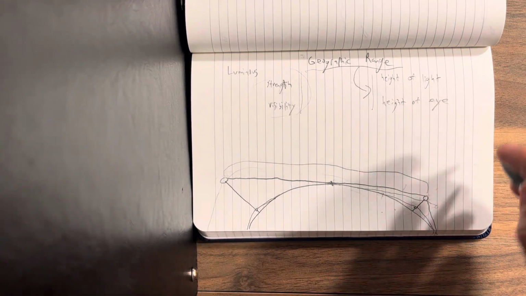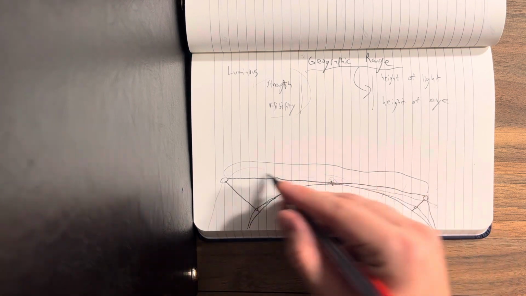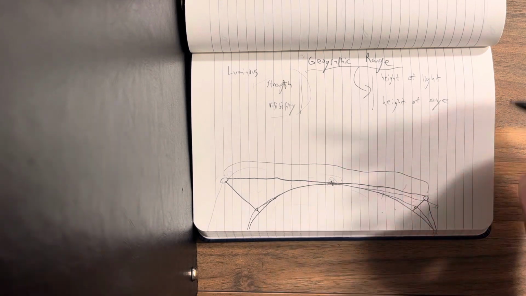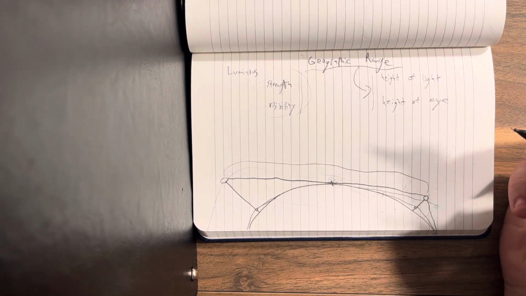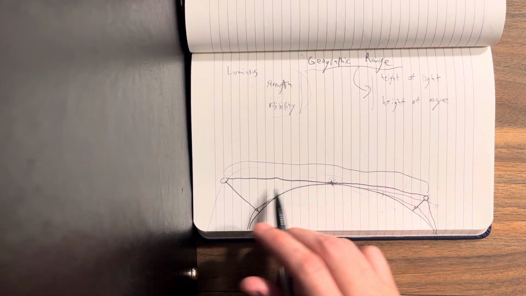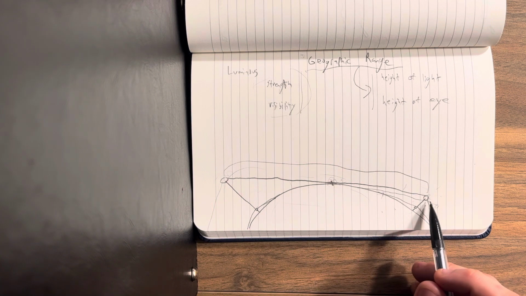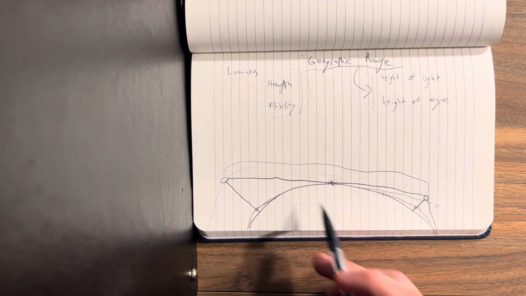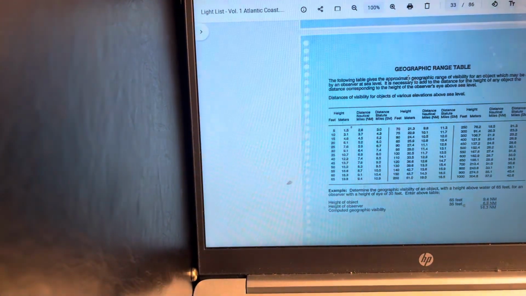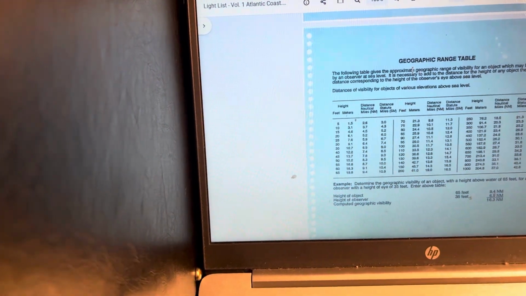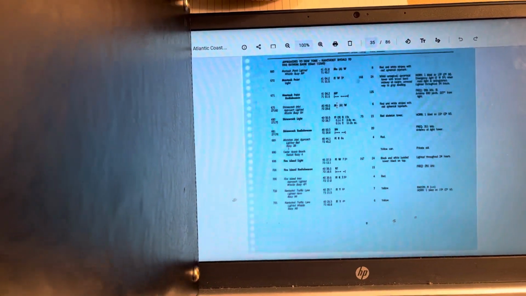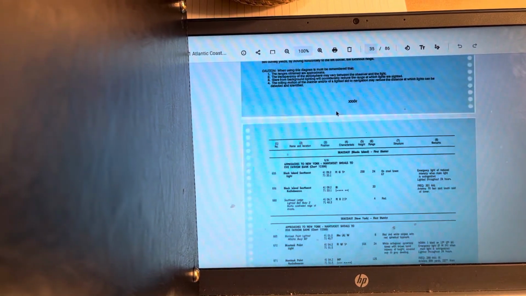And that's just a good way of confirming that you're in this situation right here, where you're as far away from the light as you possibly could be and still be able to see it. So the way you can calculate the maximum distance where you can still actually see the light is from the geographic range table listed at the beginning of the light list, just before the luminous range, and just before the actual lights themselves.